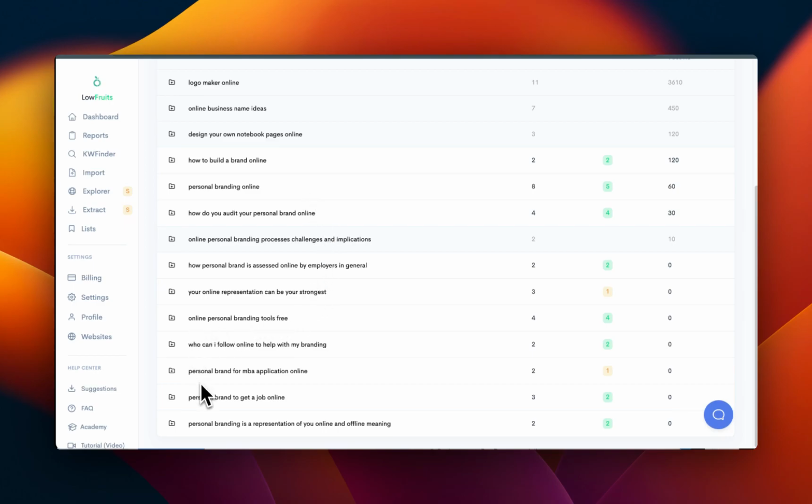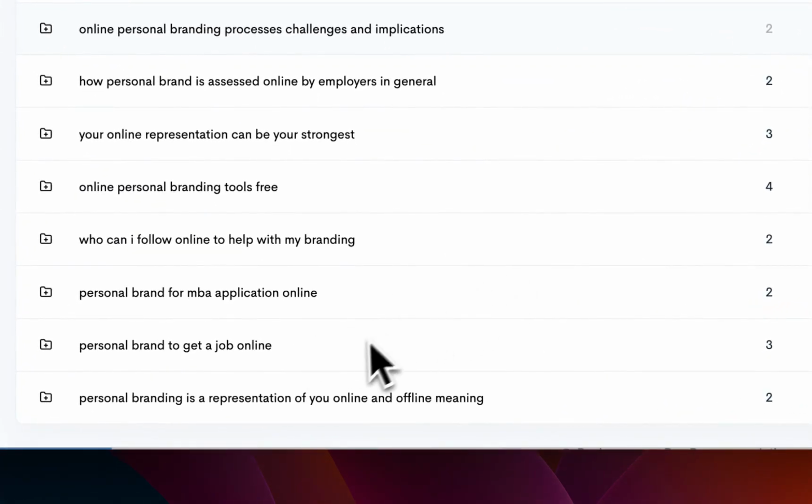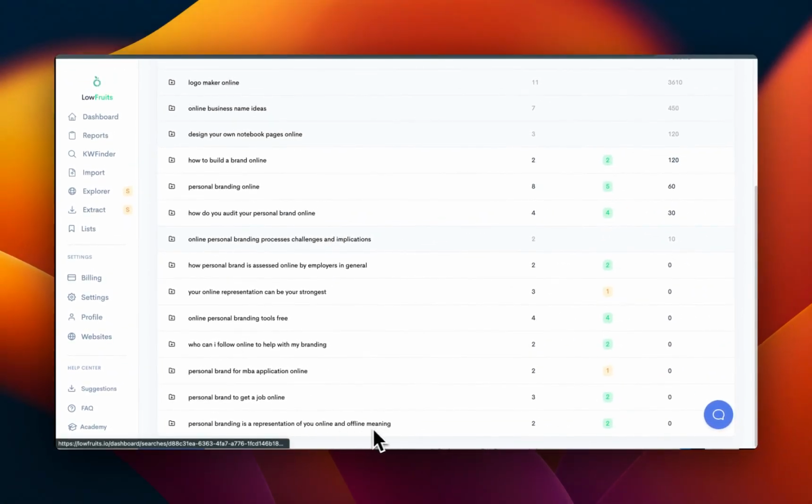So let's take a look at this one. Personal brand for MBA application online. Would you link that to how to do an audit, how to audit your own personal brand online? I would say no. And let's see, because what you can do is you can go, personal brand is a representation of your online and offline. What's the meaning of that?